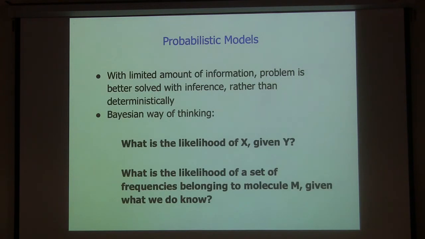All right? So, in some sense, this is an indication that there may be great value in thinking of these in a Bayesian approach where we look at probabilistic models, right? We have limited information, and we want to try to solve things by inference rather than deterministically. So the idea is that if we have a modest amount of information, what's the likelihood of X given Y? We want to evaluate the conditional likelihood of all possible outcomes, and then use that to guide us in further measurements. And the same kind of thing: what is the likelihood of a set of frequencies belonging to a molecule?